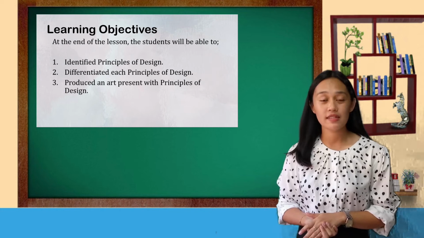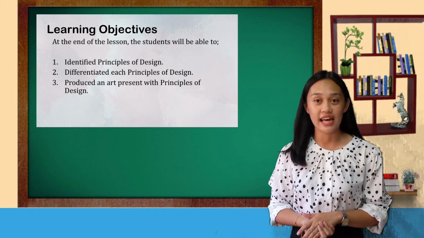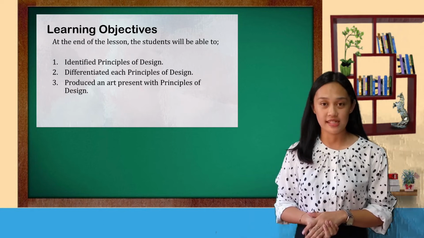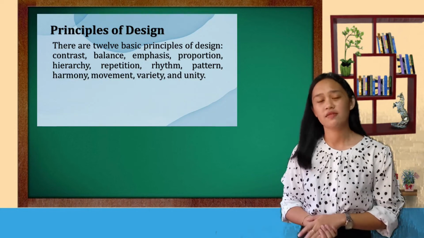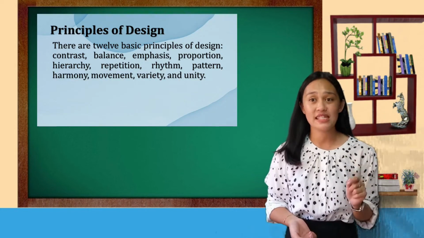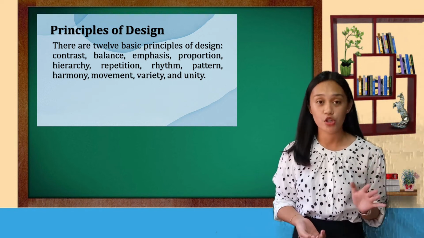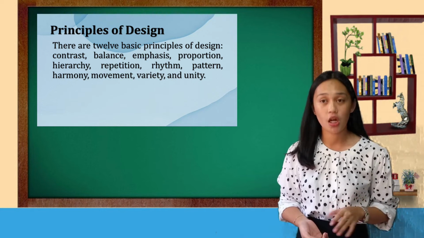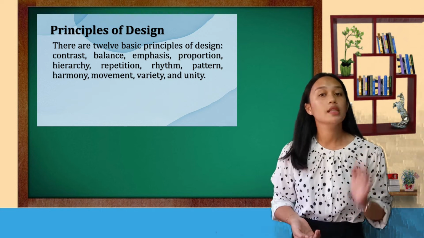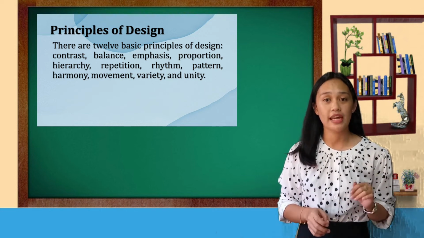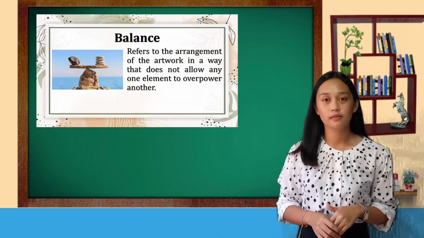First, the learning objectives. At the end of the lesson, the students will be able to identify principles of design, differentiate each principle of design, and produce an art piece with principles of design. So, principles of design. There are 12 basic principles of design: contrast, balance, emphasis, proportion, hierarchy, repetition, rhythm, pattern, movement, variety, and unity. These principles work together to create visually appealing and functional designs that make sense to users.